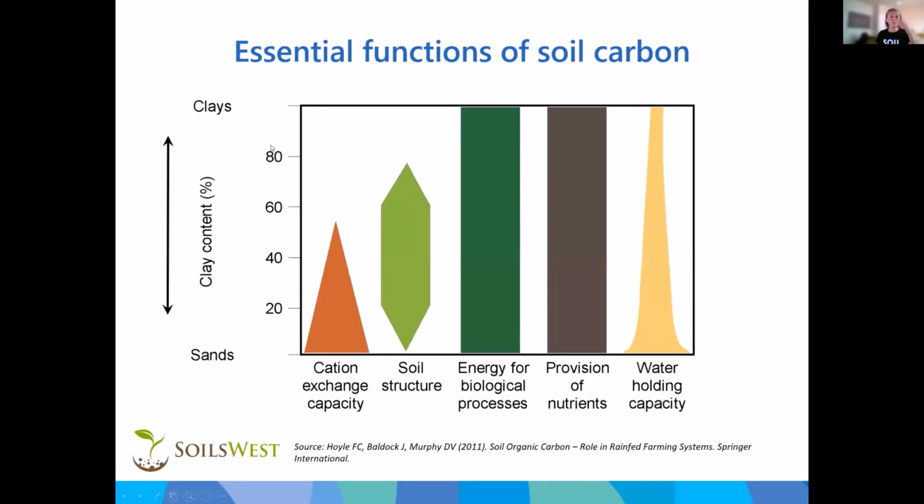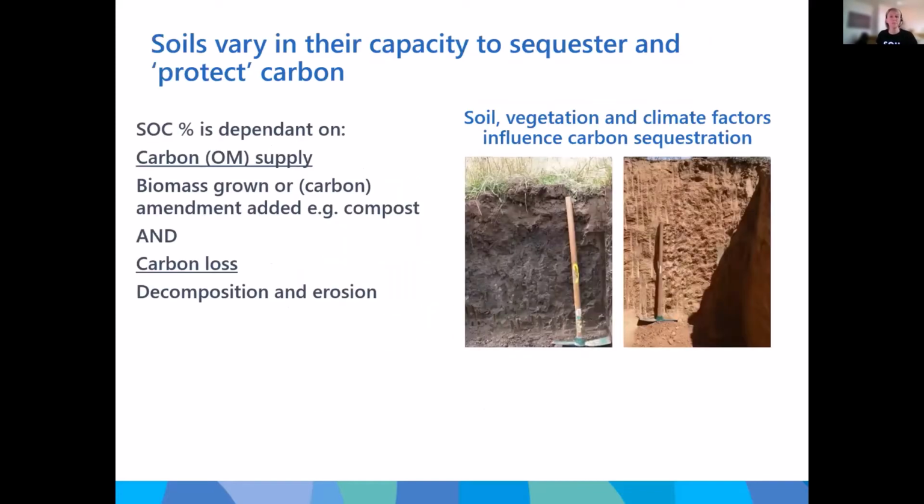So these essential functions of soil organic carbon can depend on the amount of clay and the type of clay within the soil as well. So we know for our cation exchange capacity, it's greater for our sandier soils than our clay soils. For soil structure, there's a bit of a sliding scale there, as for water holding capacity. But in terms of provision of nutrients and energy for our soil organisms, regardless of your soil type, increasing soil organic matter is really important for that. But it's important also to remember that soils will vary in their capacity to sequester and protect carbon. So it's about this balance.